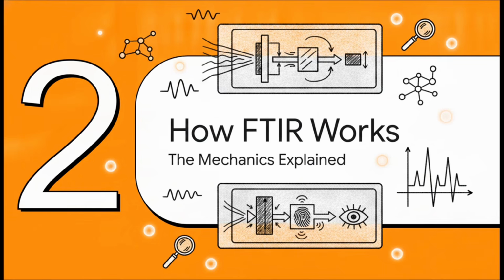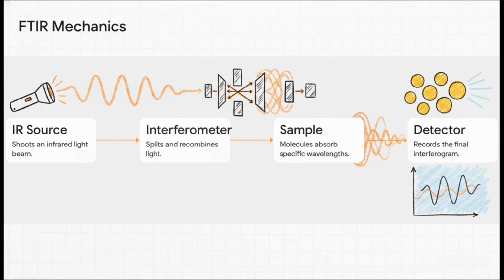To really understand how we read these chemical fingerprints, we need to look under the hood and break down the mechanics of the actual machine. The whole process relies on this incredibly brilliant, high-tech scanning sequence. It all starts with an IR source, which fires off a beam of infrared light. This light travels directly into an interferometer, which uses a clever system of moving mirrors to split and then recombine the light beam. This creates a highly complex interference pattern. This manipulated light then hits our sample.